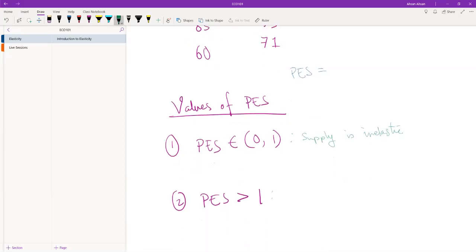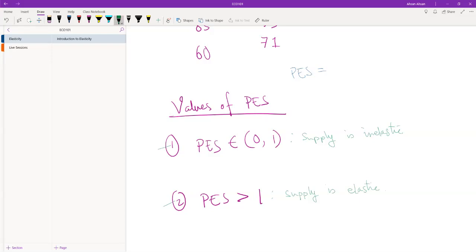And if PES is more than 1, suppose PES is 3, that means that if price changes by 1%, quantity supplied will change by 3%. And we say that supply is elastic. So in this case, supply is very responsive to a change in price. In this case, supply is not very responsive to a change in price level.